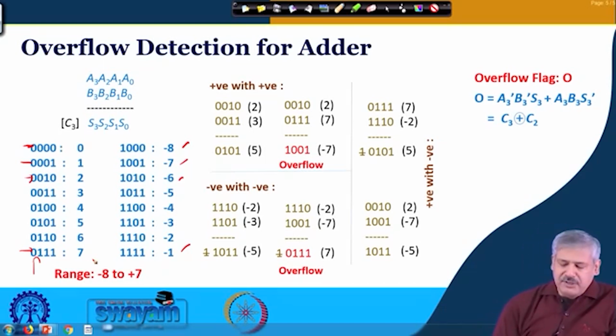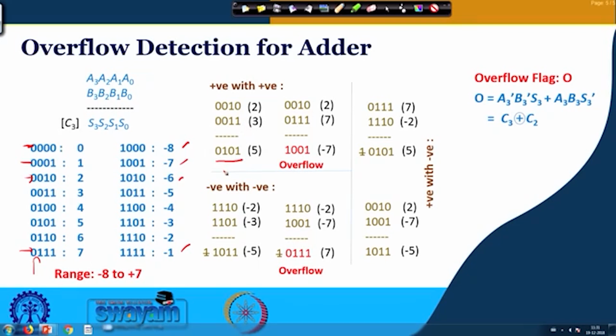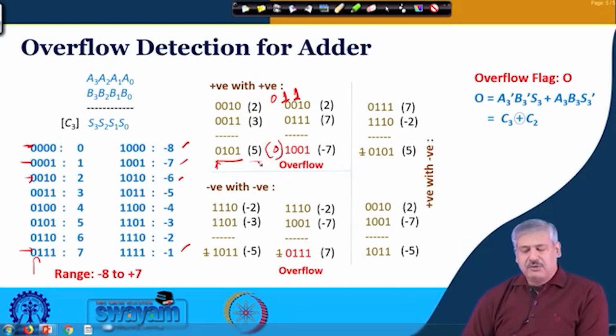So, if we look at examples, 0 0 1 0 and 0 0 1 1, if we add them up, simple binary addition, 0 1 0 1, sign bit is positive, absolutely no issue, 5 is within the range, there is no overflow. Whereas when we are adding say 2 with 7, 0 0 1 0 and 0 1 1 1, if you add them up, here there is a carry, then there is a carry again, and finally there is no carry out. That is what we see, 1 0 0 1.